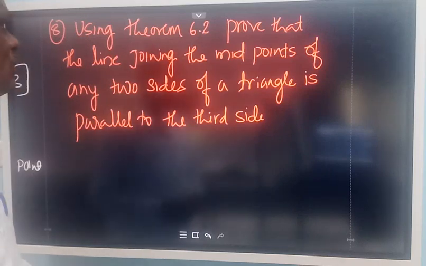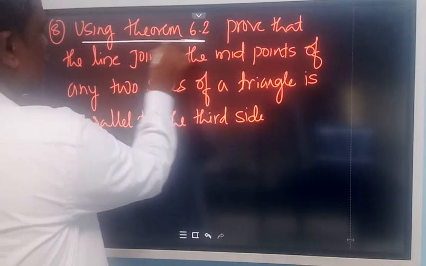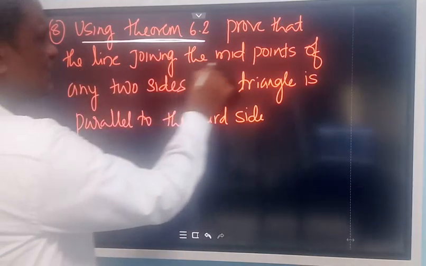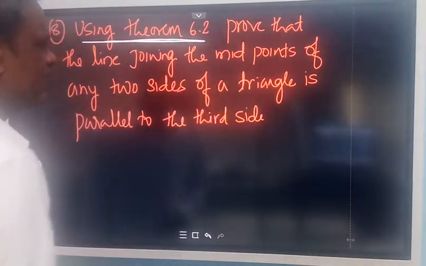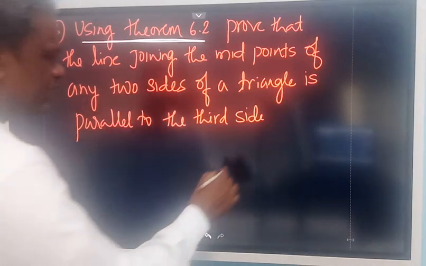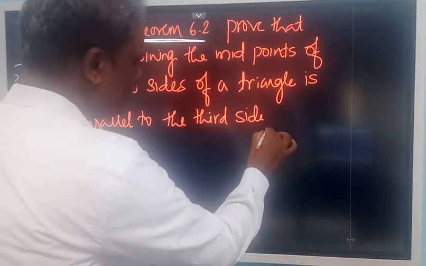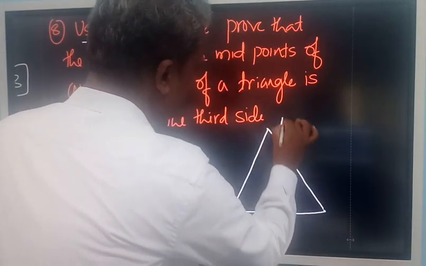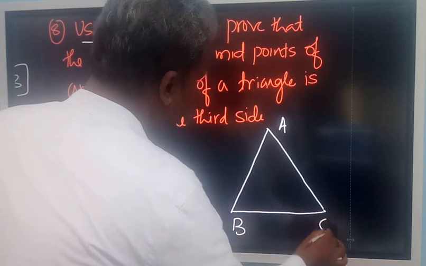Similar to that previous question only. But here you have to use 6.2. That means converse of Thales theorem. Prove that the line joining the midpoints of any two sides of a triangle is parallel to the third side. So look at this. Let us draw a diagram here with reference to this statement. So let us draw triangle ABC, in which what is given?